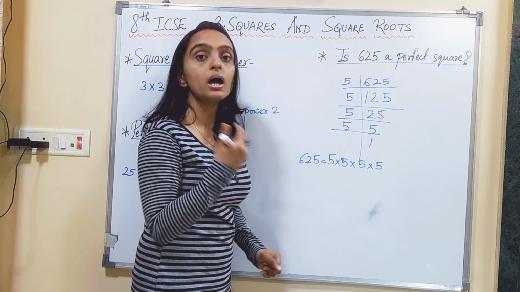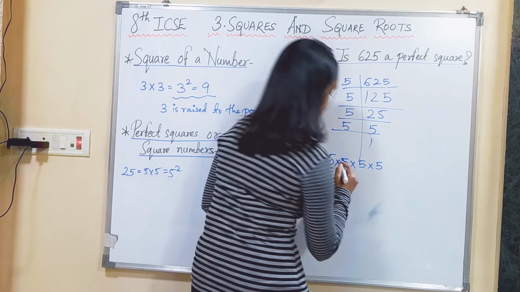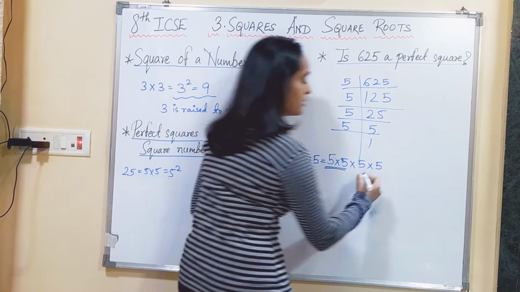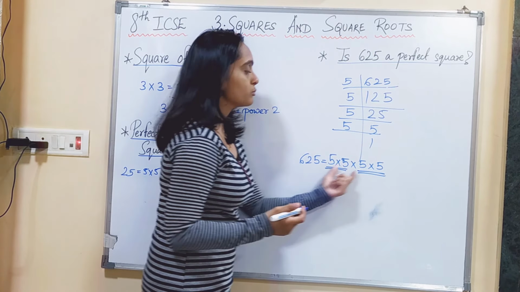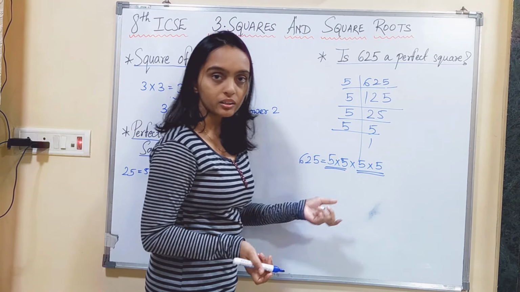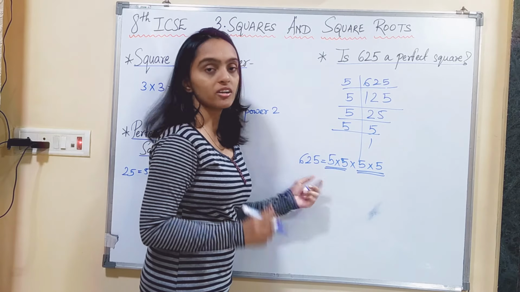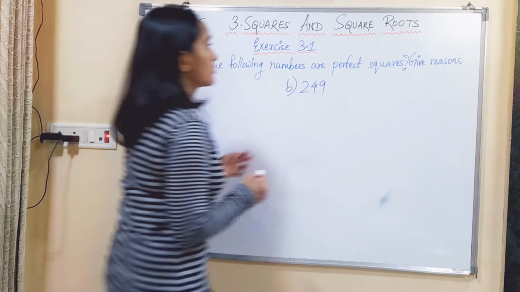The second step is to pair the factors. So pairing this: first pair, second pair. As all the factors are paired here, therefore 625 is a perfect square.